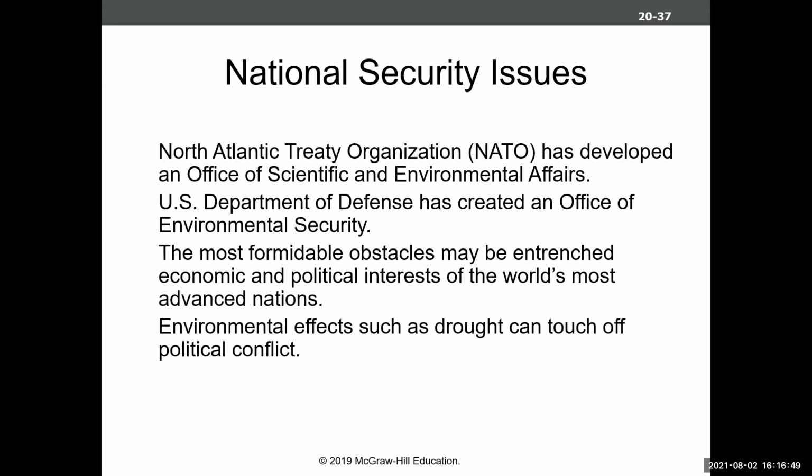We also have national security issues. So NATO, the North Atlantic Treaty Organization, developed an Office of Scientific and Environmental Affairs. You have the U.S. Department of Defense, that is Office of Environmental Security. And so there are a lot of obstacles with the world's most advanced nations that are basically entwined with economic and political interests. So they're interrelated. They're entwined together. So you think about drought. Drought can start a very big political conflict, especially if there's a water source that's on the border. That could lead to very big issues.